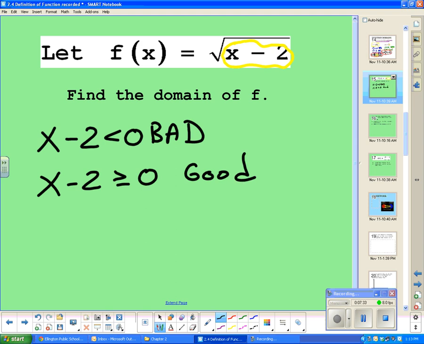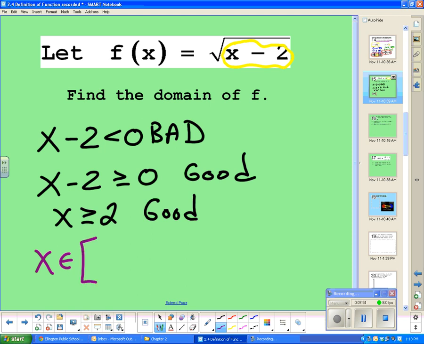And so how am I going to write what is good? I'm going to take this x minus 2 greater than or equal to 0. I'm going to add 2 to both sides so that x is greater than or equal to 2. This would continue to be a good thing for us. And now I just convert it over to interval notation. X is an element of the half-closed interval, beginning with the number 2, going to infinity. And those would be all of the good numbers.